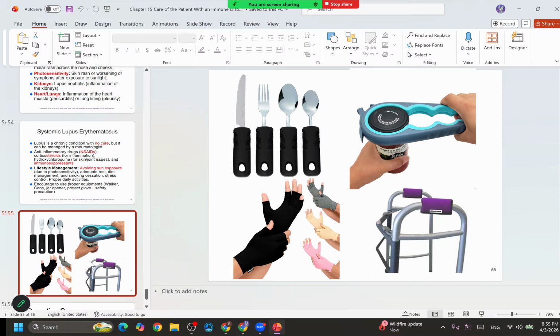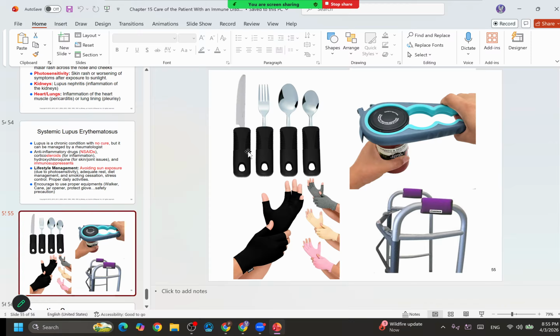They have arthritis. You can see this is a utensil, the knife and the fork and the spoon here. We put a bigger size handle on it, the handle here. So that's why the patient can hold it very easily. Otherwise it's too small and they cannot pick it up. They can hold it very easily.